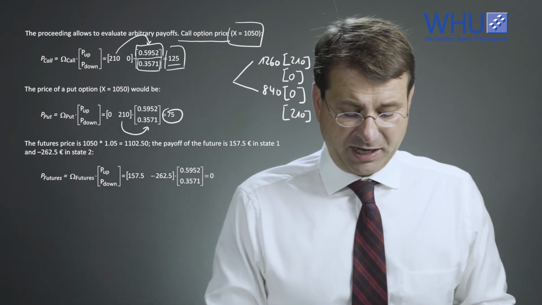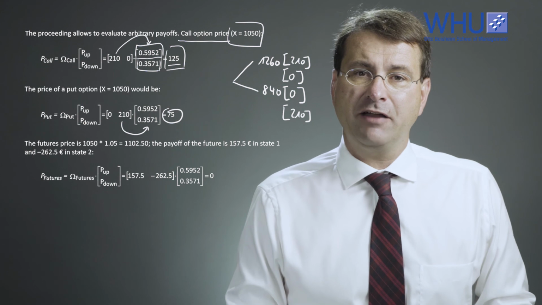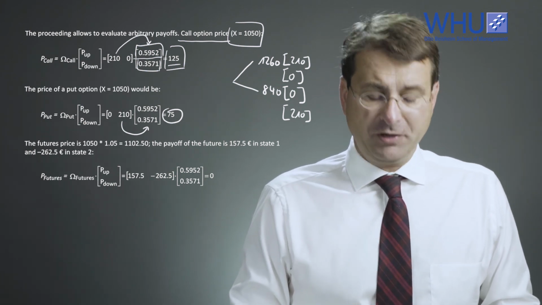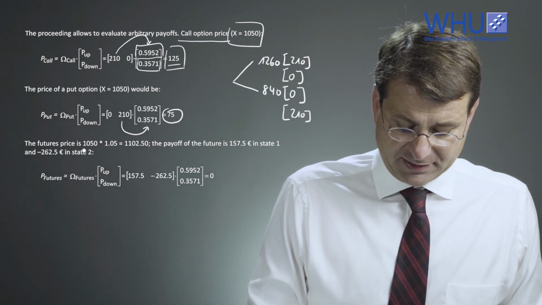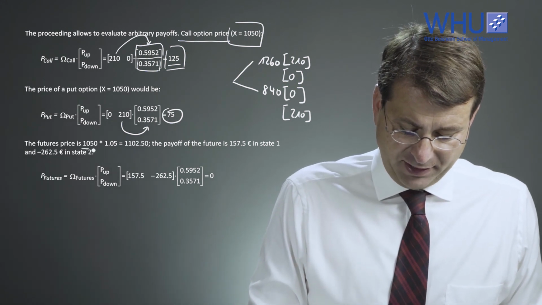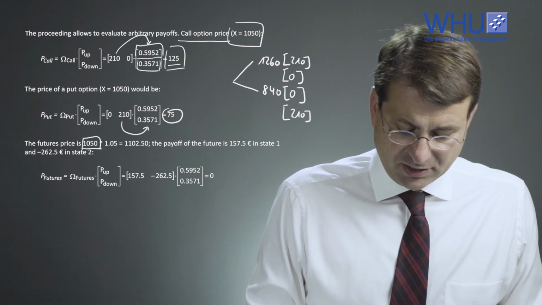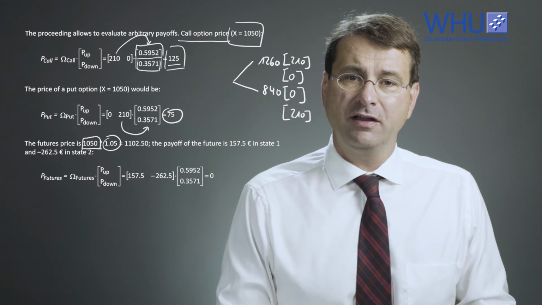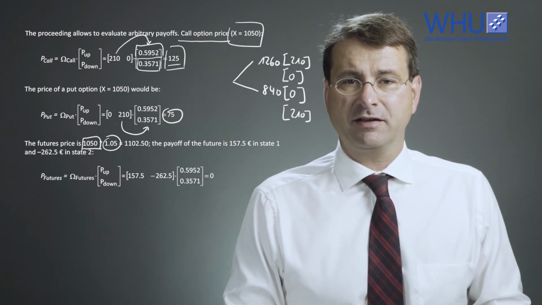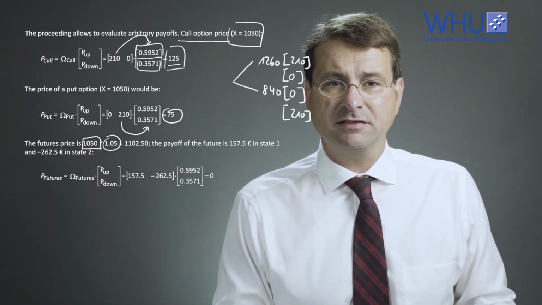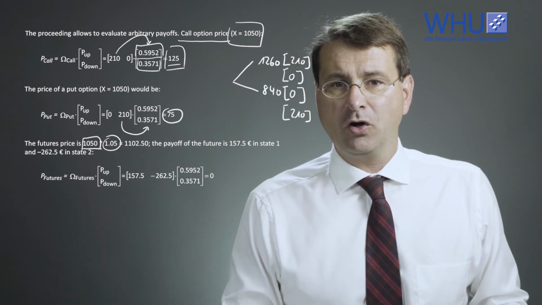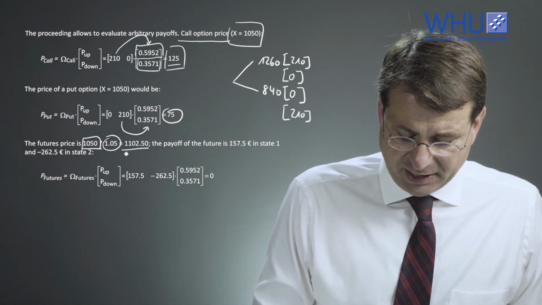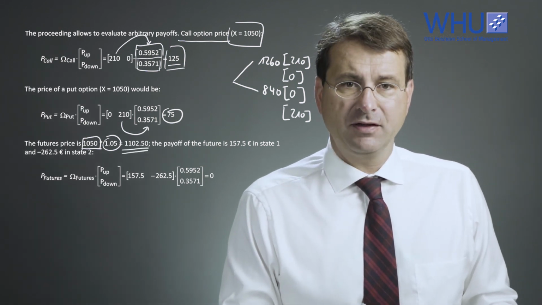And now finally, we can also try to evaluate a futures on our stock. What we know is that the futures price is the price of the stock times 1 plus the risk-free rate of interest, because the cost of carry in the case of a futures contract is nothing else than the interest that you earn on the stock. Therefore, the futures price is 1102.50.